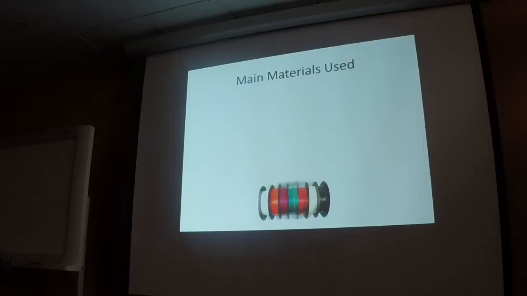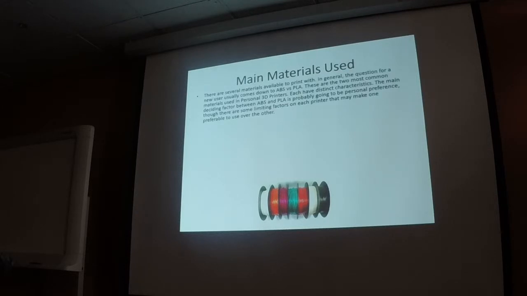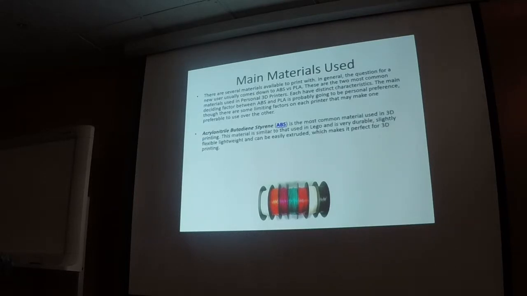So there are several materials we can use with a normal 3D printer that we currently have available. The general two main ones are ABS and PLA. They're the main two, and you'll find that most printers these days will ship with a spool of ABS and a spool of PLA. Mine was shipped with one of each. Both have their properties. ABS is the most commonly used material in 3D printing.